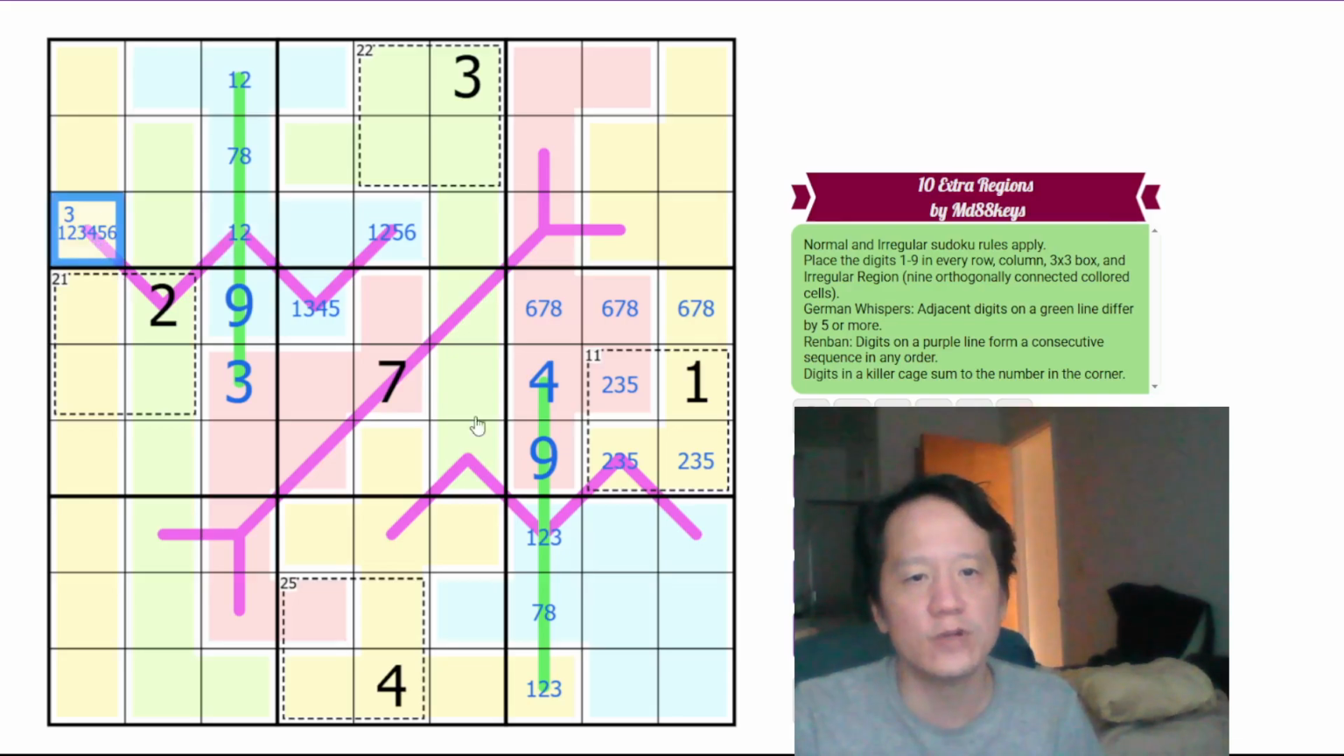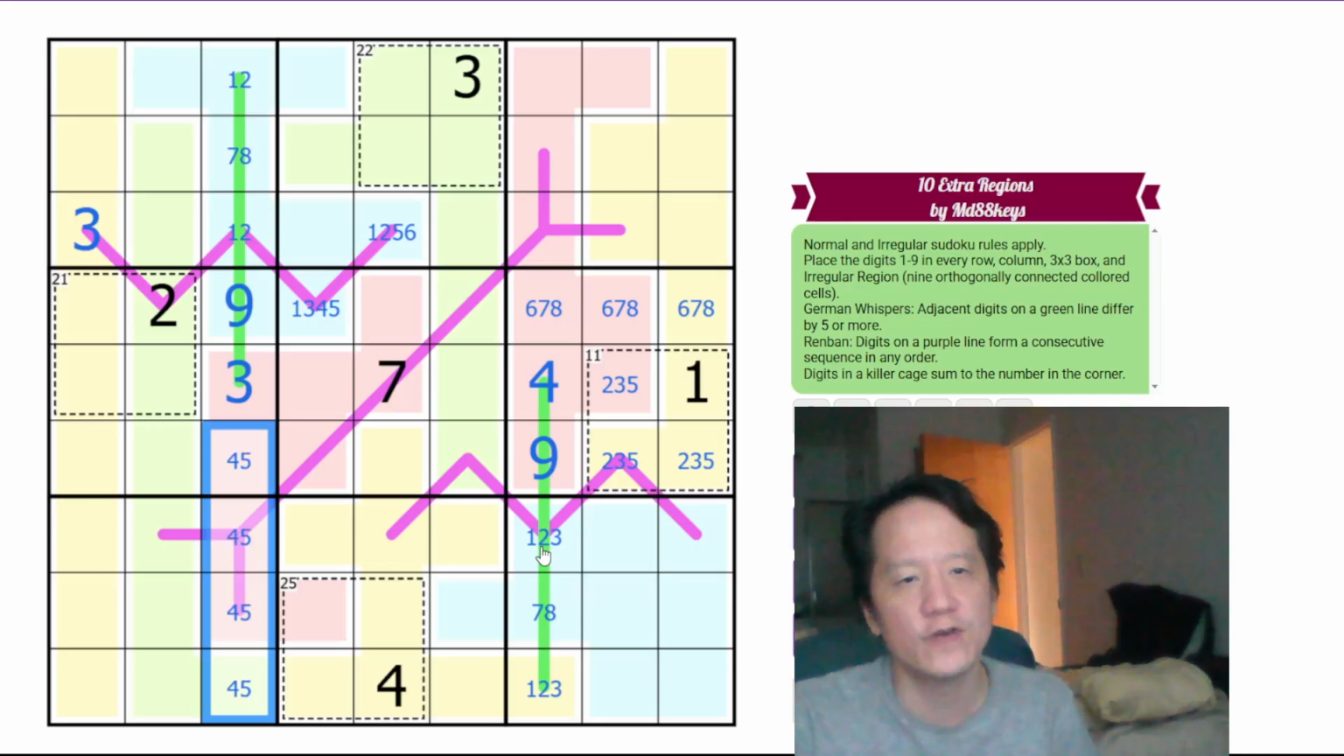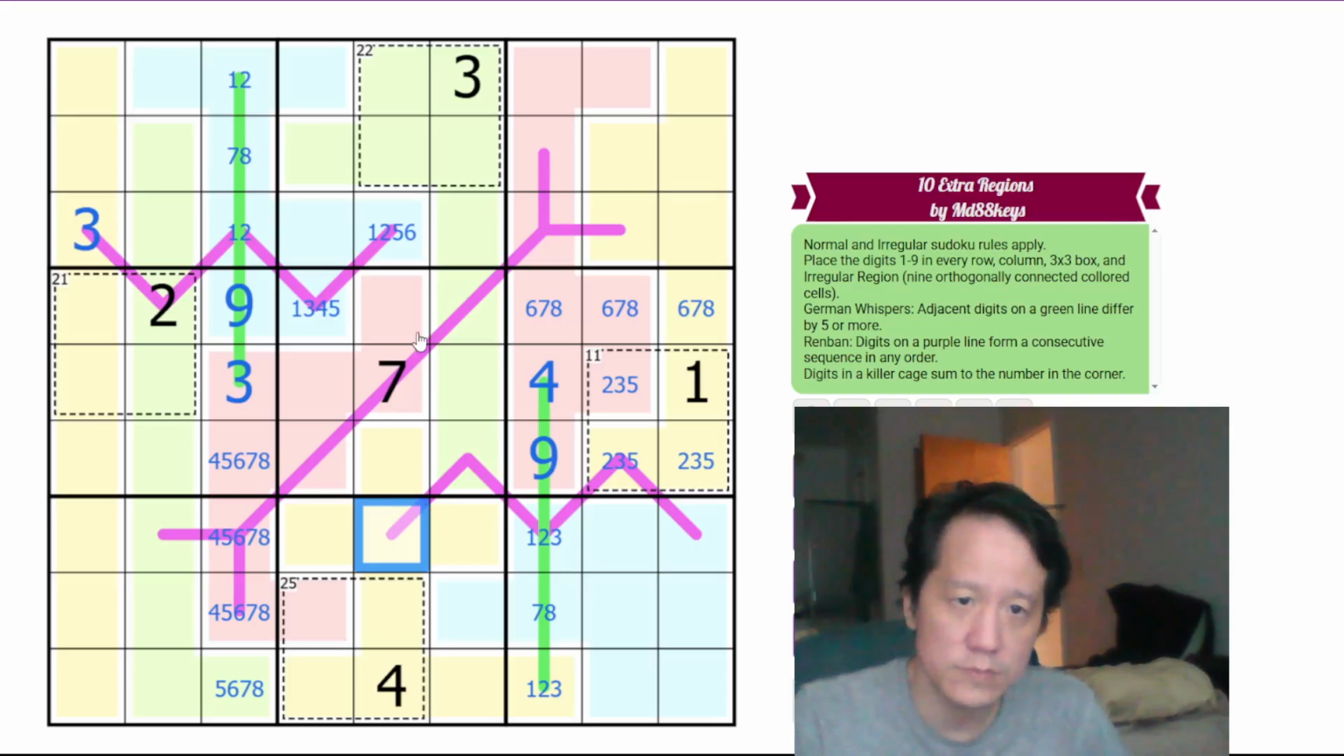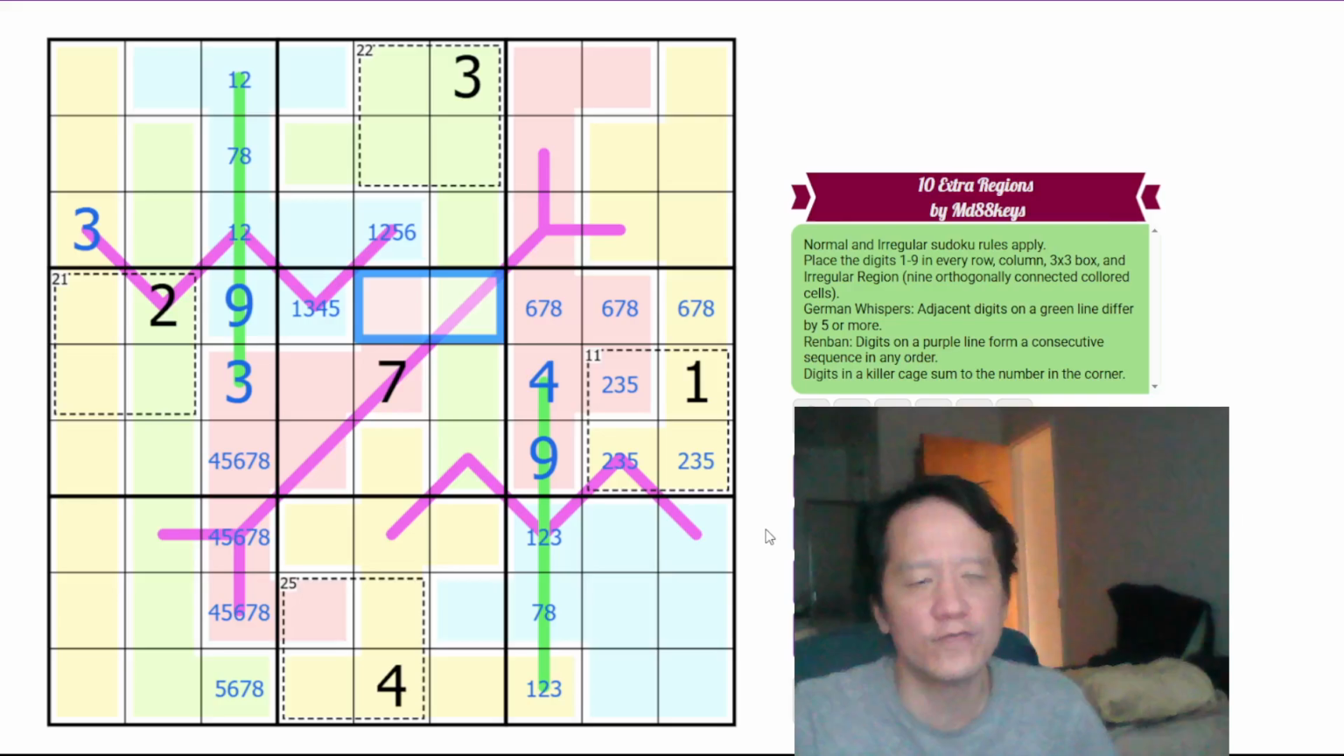Where is the 3 remaining in this Renban line? It has to be here. Okay. We have a 1, 2, 1, 2 pair here. That leaves the remaining digits in column 3 as 4, 5, 6, 7, 8. This can't be 4, though, because of that 4. This is 1, 3, 4, 5. And this can't be 3 here.